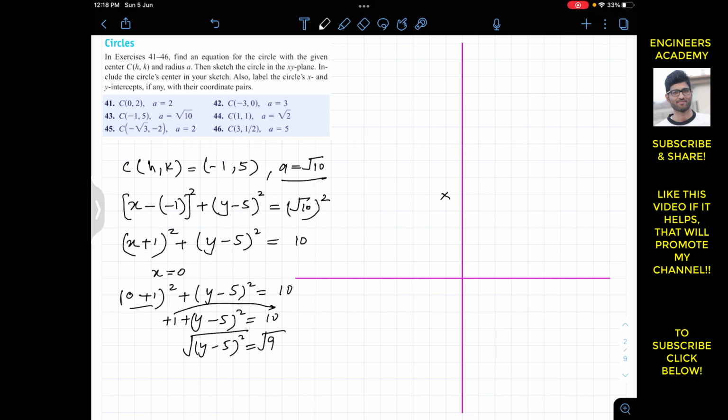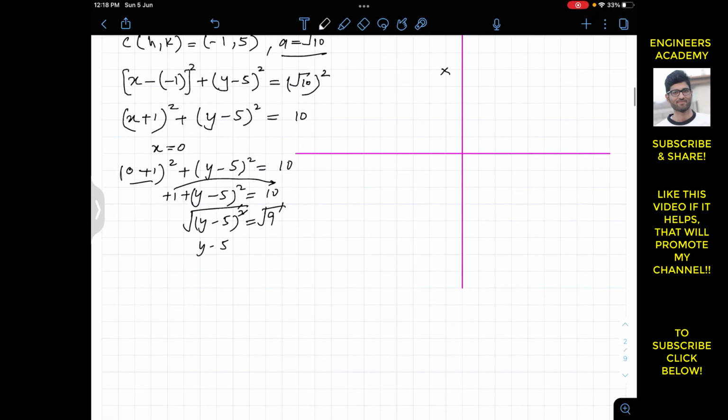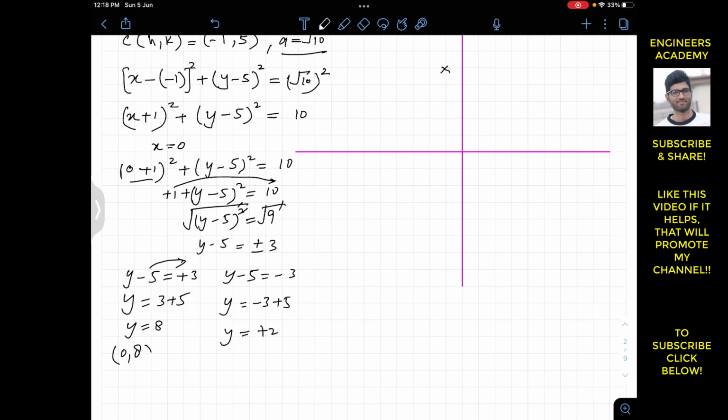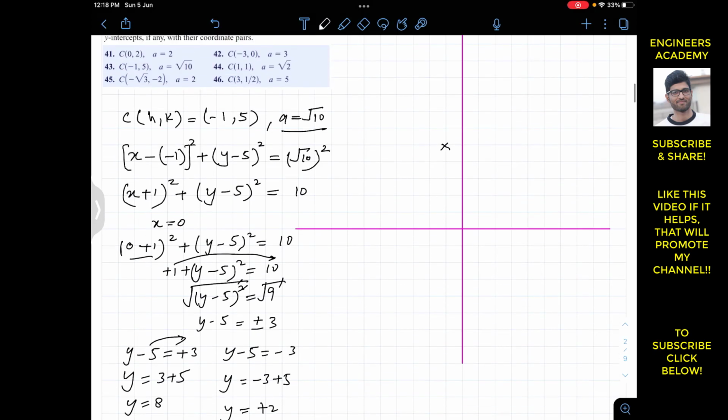And now if we take the square root on both sides, the square and root cancel out. So y minus 5 will be equal to plus or minus 3. So now we can say that y minus 5 is plus 3 and y minus 5 is minus 3. So this minus 5 on the other side will become positive. So 3 plus 5 is 8, and minus 3 plus 5 gives us 2. So the y-intercepts are at x equals 0, y equals 8, and x equals 0, y equals 2.